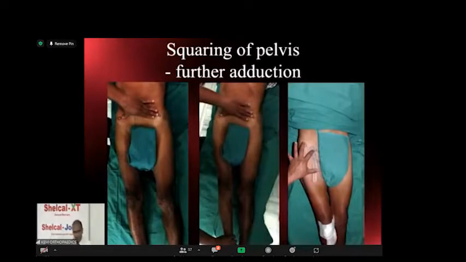So you adduct further, see that both anterosuperior iliac spines are at the same level, then try to abduct a little and see that the pelvis starts moving. That is the point you measure. That is the amount of adduction deformity. How will you measure? This is the long axis of the body. With respect to the long axis of the body, how much adduction is there? You can measure that, or how much adduction you did from the neutral position.